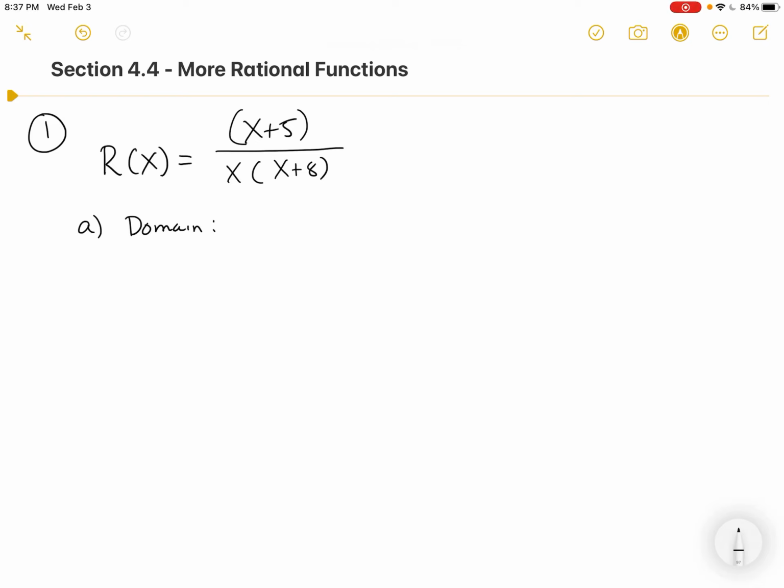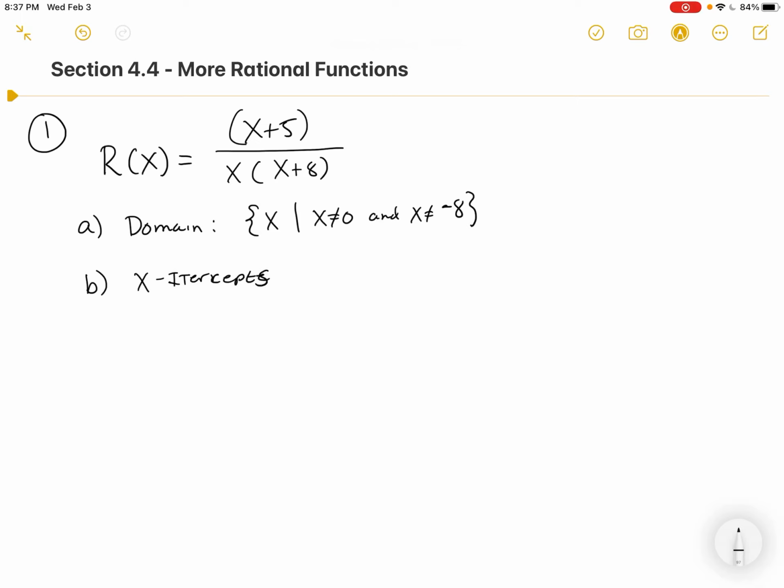Hopefully by now you're good with the domain. The domain is almost everything except what makes the bottom 0. And so what makes the bottom 0 is 0 and -8. Sorry, I almost put a positive there. That's our domain. They'd like to know the X-intercepts, right? Or what we call the zeros.